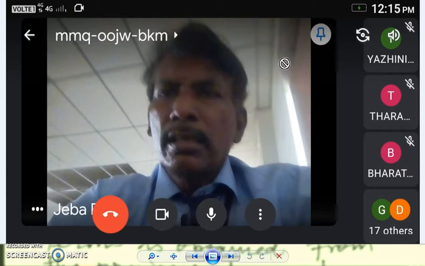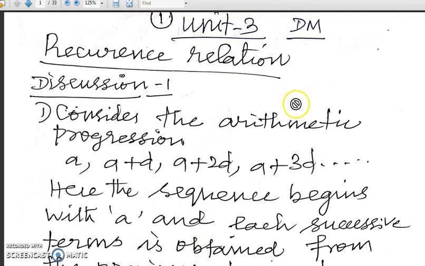Recurrence relations come in the third unit of your syllabus, discrete mathematics. So let me take up the topic now. This is discrete mathematics, and the title is recurrence relations. Recurrence relation. So what is that? Let us discuss that.